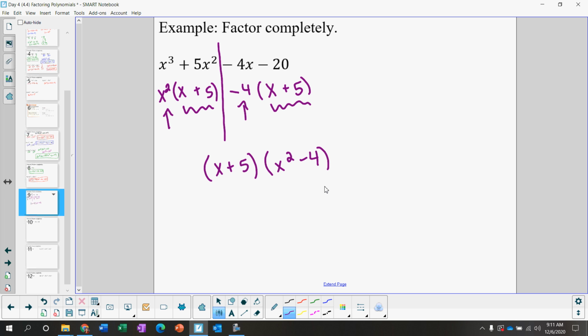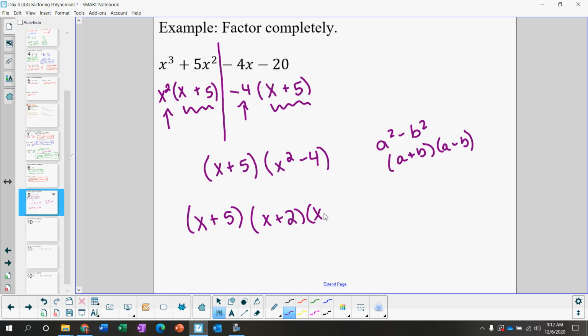All right, I would be done, except this actually can go further, and because it says factor completely, we have to go as far as we can. So this is a squared minus b squared, which we remember is a plus b, a minus b. So I can rewrite my final answer as x plus 5, and then x plus 2, x minus 2.